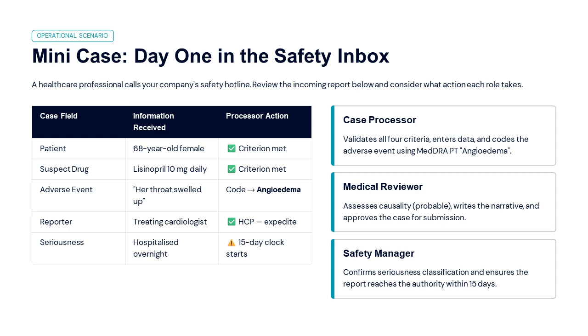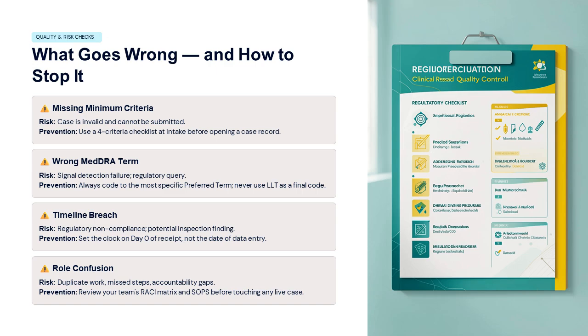As the case processor, you validate these criteria, enter the data, and code the event. The medical reviewer then assesses causality, writes the narrative, and approves the case. Finally, the safety manager confirms the seriousness and ensures the report reaches the health authority within 15 days. Everyone has a specific job to do, and the clock is ticking. In PV, we don't just hope for quality, we engineer it into the process. Let's look at what goes wrong and how to stop it.